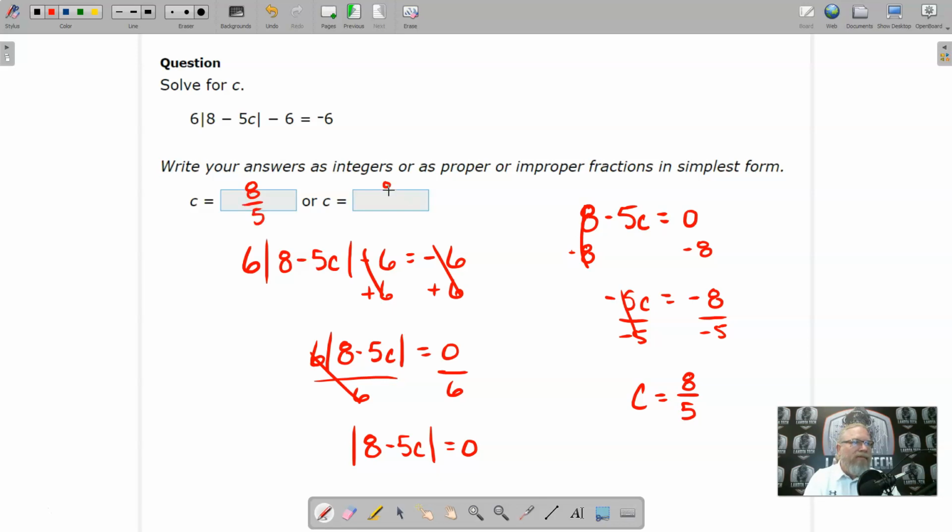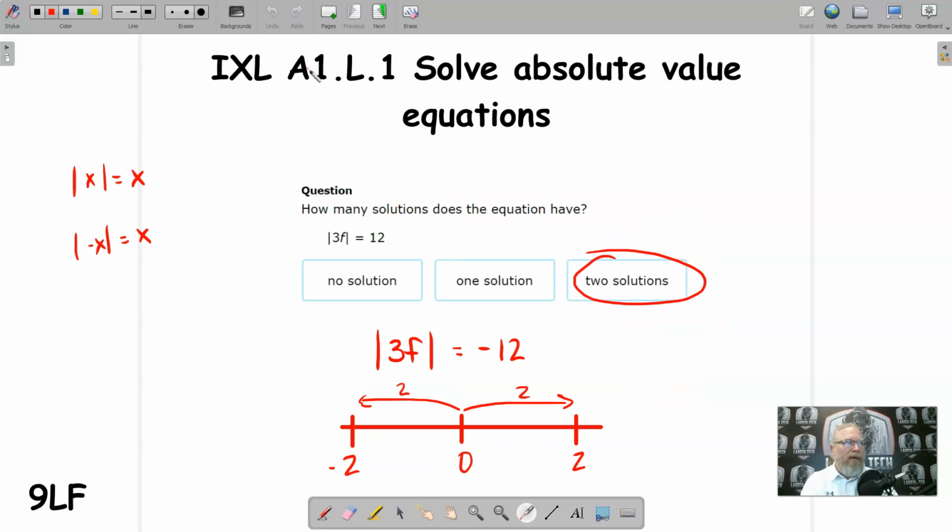We're going to do this for both of them, because we know there's only one solution: we get the absolute value isolated on one side of the equation, and the other side is set equal to 0. All right, that concludes all of my examples for IXL A1.L.1, solve absolute value equations. Good luck with your activity.